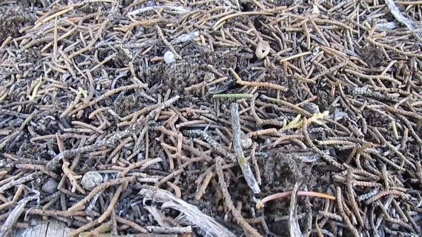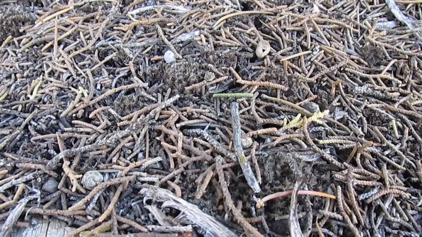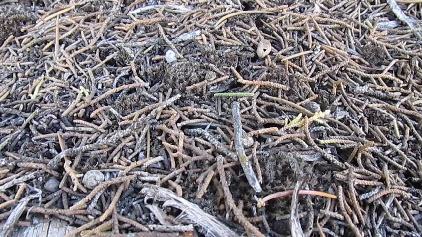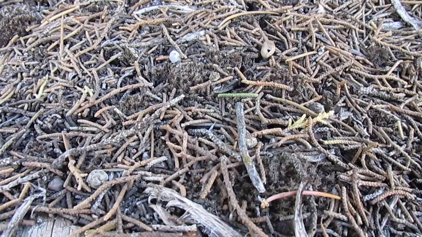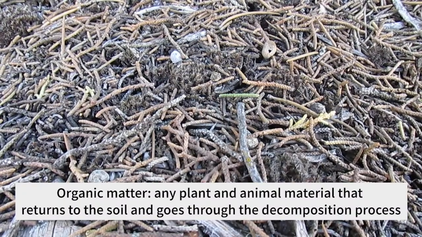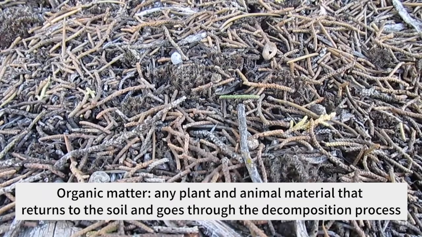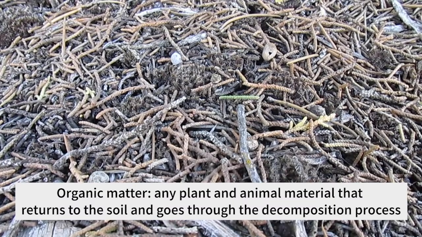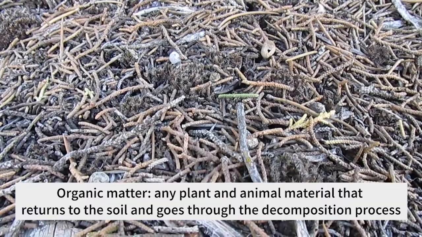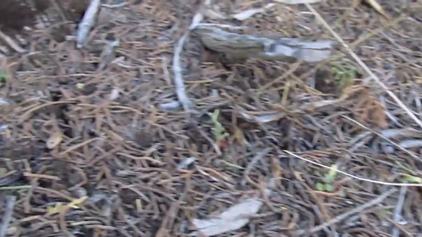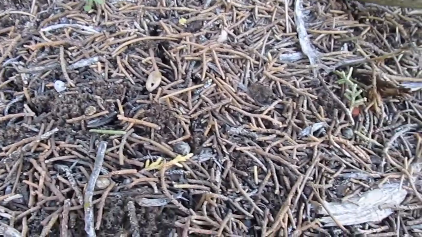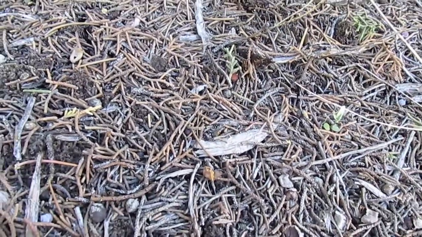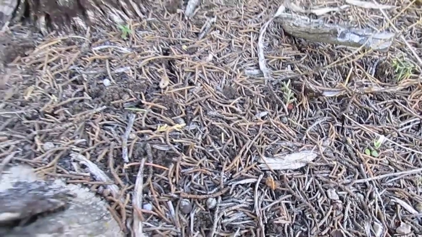This leaf litter, located at the base of a Utah juniper tree, is a good example of organic matter. The Food and Agriculture Organization of the United Nations, or FAO, defines organic matter as any plant and animal material that returns to the soil and goes through the decomposition process. So these pine cones, pine nuts, little juniper berries, and pine needles are all examples of organic matter.